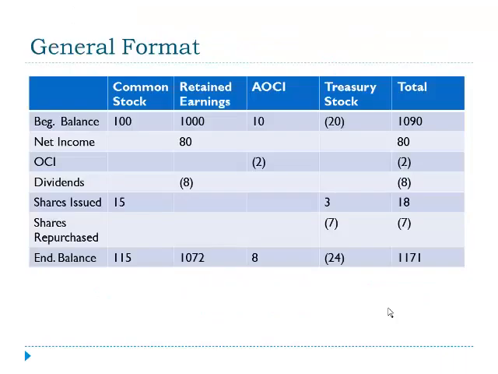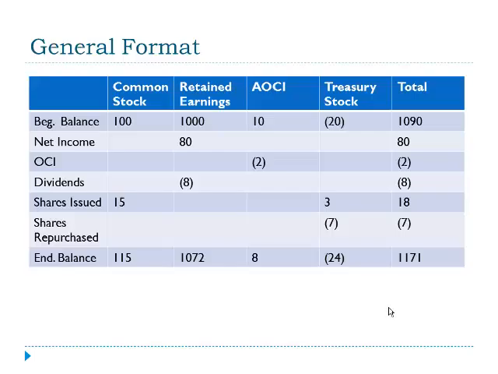Here's the general format. Each account is a column in the statement of shareholders' equity, and the rows represent the business events that impact them. As we look at it here, we start with a beginning balance in common stock, retained earnings, accumulated other comprehensive income, and treasury stock. Net income affects retained earnings, and so that is always present in the statement of shareholders' equity.